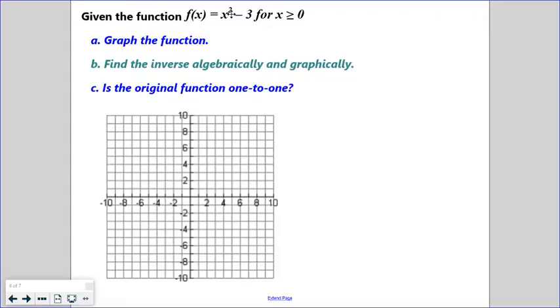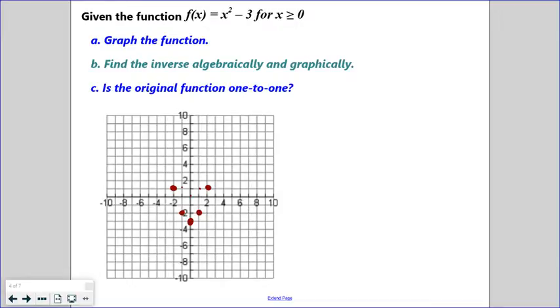Down 3, right? So I'm going to take my favorite points for an x squared, my favorite points being like 0, 0, and I'm going to take 0, 0 and move it down 3. And 1, 1, move it down 3. Negative 1, 1, move it down 3. Negative 2, 4, down 3, 2, 4, down 3. We build that parabola, right?